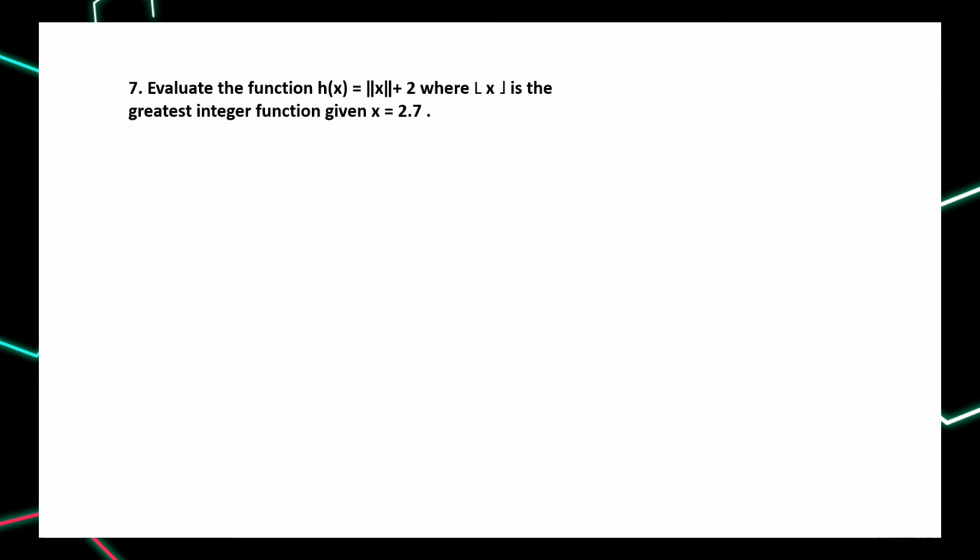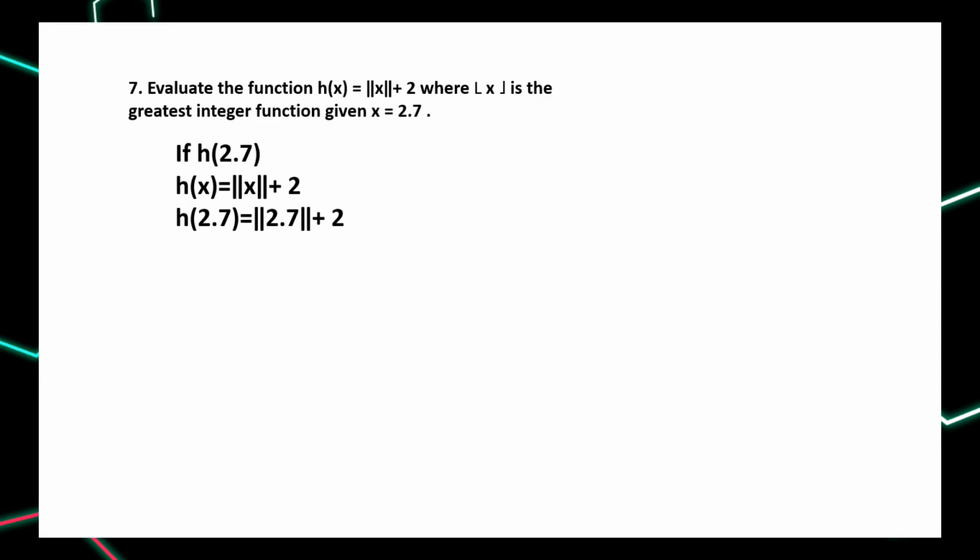Okay, for number 7 naman, evaluate the function h of x equals x plus 2, where x is the greatest integer function, given x equals 2.7. So if we change x by 2.7, papalitan natin siya. So this will become h of 2.7 equals greatest integer function 2.7 plus 2. So ano mangyayari kapag greatest integer function?